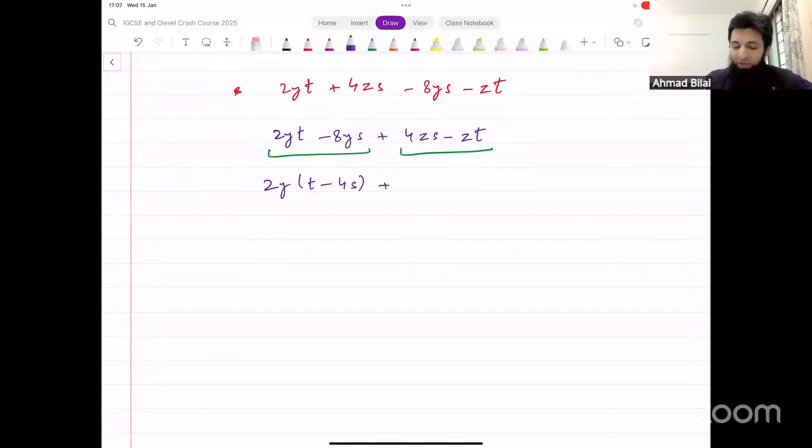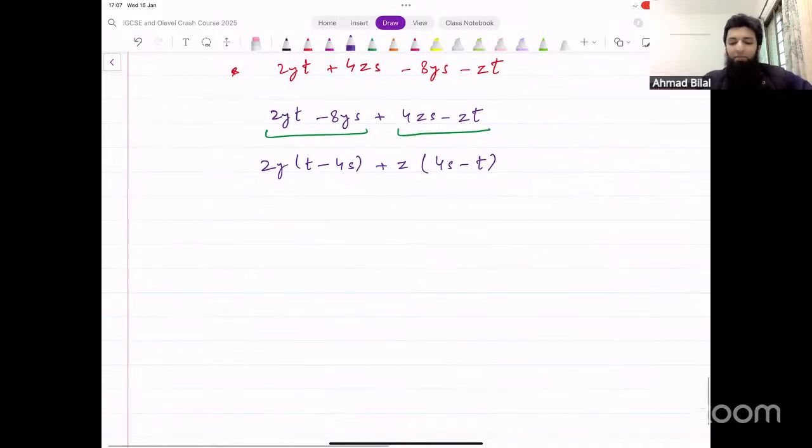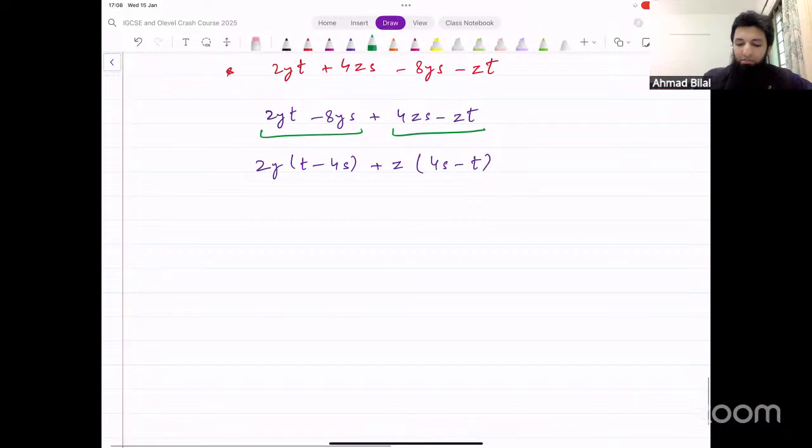From the third and fourth terms, can we take anything common? We can take z common. And that leaves us with 4s minus t common. Okay, that's interesting. What do we do now? Do we have the brackets the same? Well, they're not the same. One is t minus 4s and the other is 4s minus t. They're basically negative of each other.